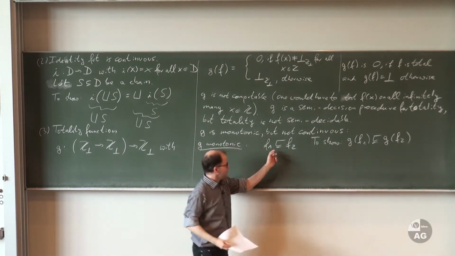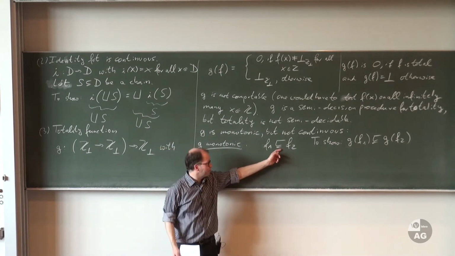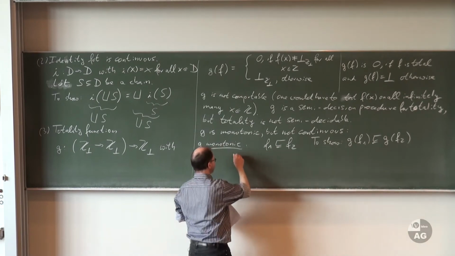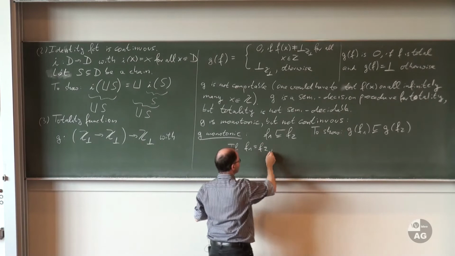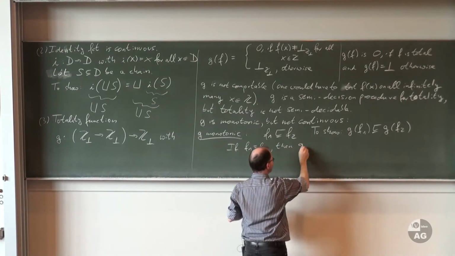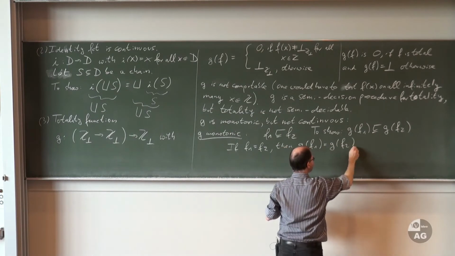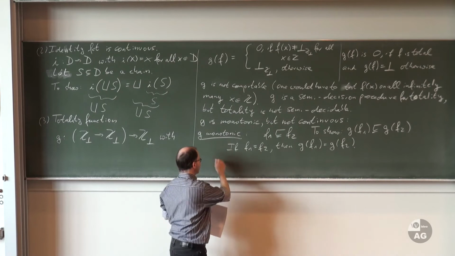Now there are two possibilities. The first possibility is that f1 and f2 are equal. If they are equal, then this will be equal as well, so that's trivial. So if f1 is equal to f2, then clearly G of f1 is equal to G of f2, and therefore also less defined or equal.